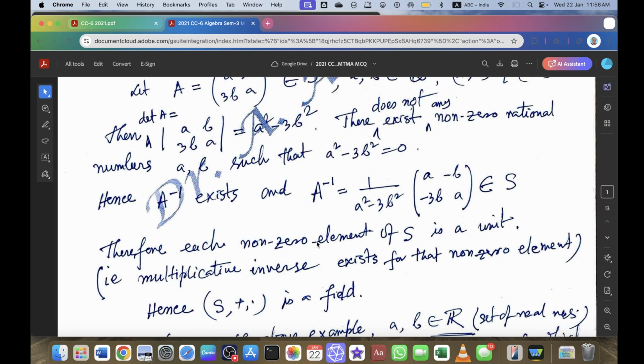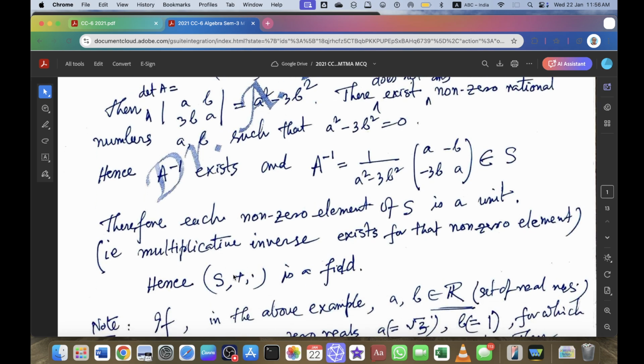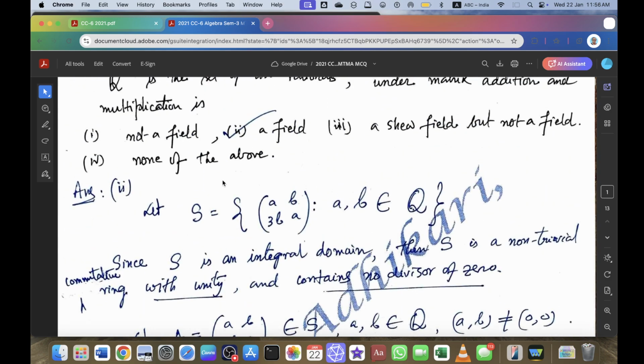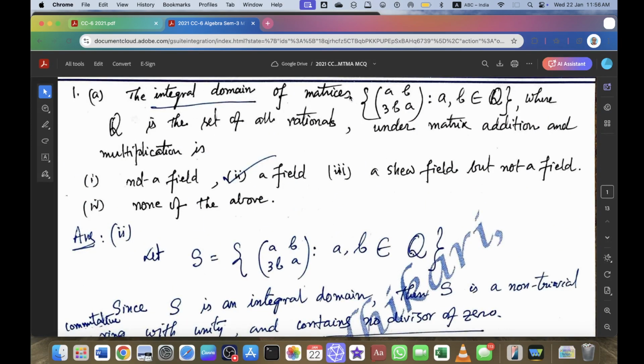Therefore, each non-zero element of S, here capital A is the matrix, is a unit. Unit means a multiplicative inverse exists for that non-zero element in S. Hence, S with plus and dot, matrix addition and multiplication over Q, is a field. So the correct option is number 2: this integral domain is a field.